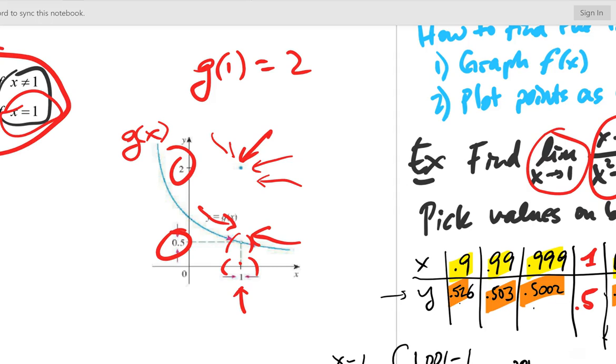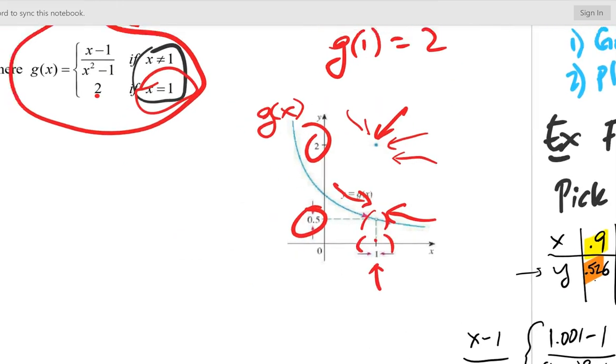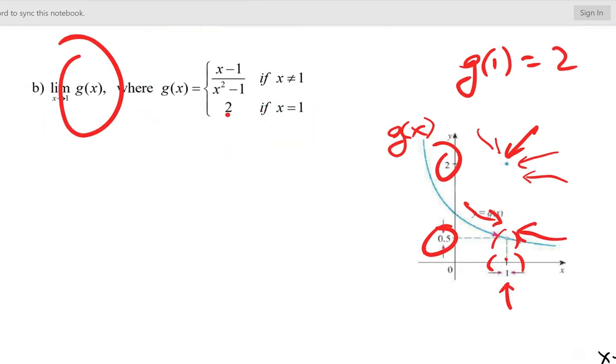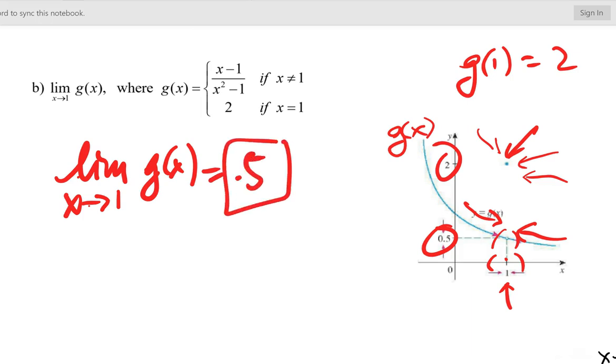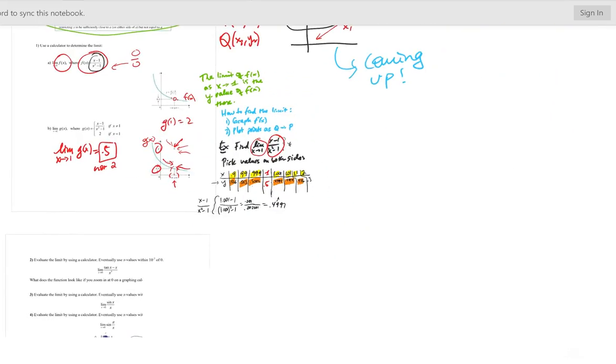It doesn't matter that the value is 2 there. The limit is still 0.5, sorry, 0.5. So here, what we have is the limit as x goes to 1 of g of x is equal to 0.5 still, okay? Not 2. And this is where a lot of people will get confused. All right, so there's problems in the book like that. I'll let you work through them.